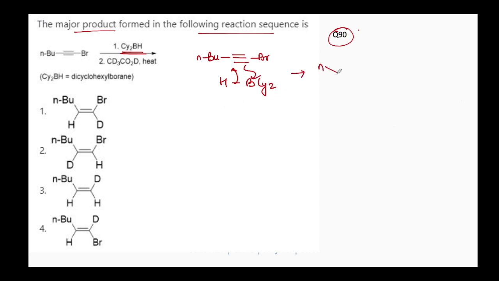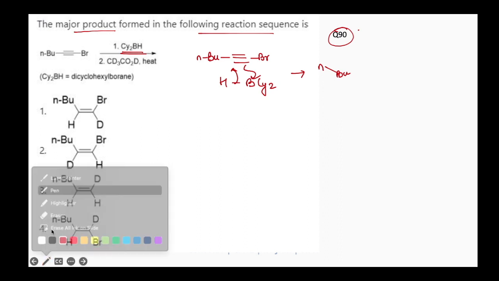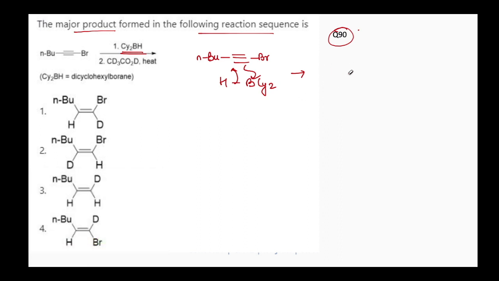And I just hope, guys, that you are doing it by yourself. Always do the questions by yourself, right? So let's just write this butyl. This is a double bond now, H and boron dicyclohexyl unit. Right over here, this is another bromine. So this is what we see over here, guys. This is the molecule. This is the first step, hydroboration.